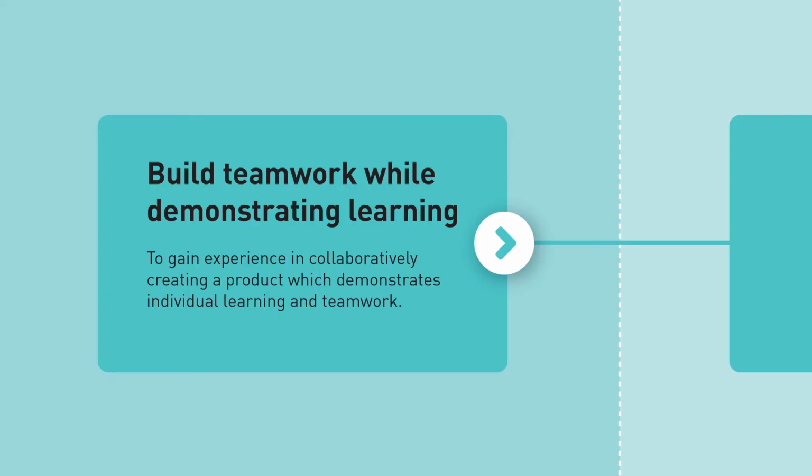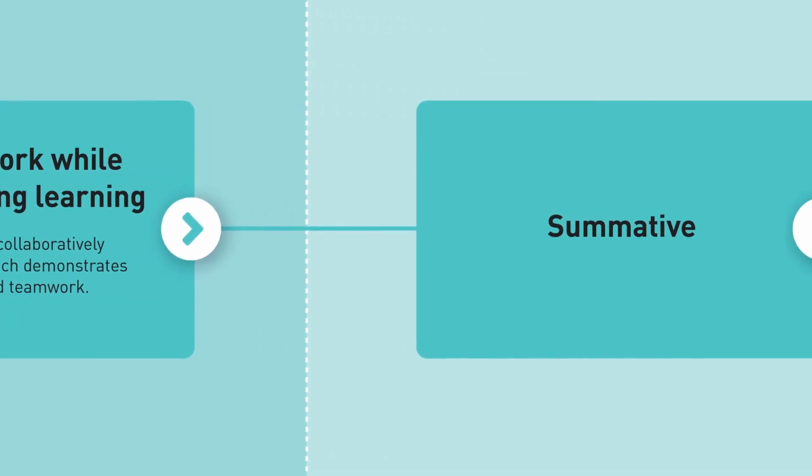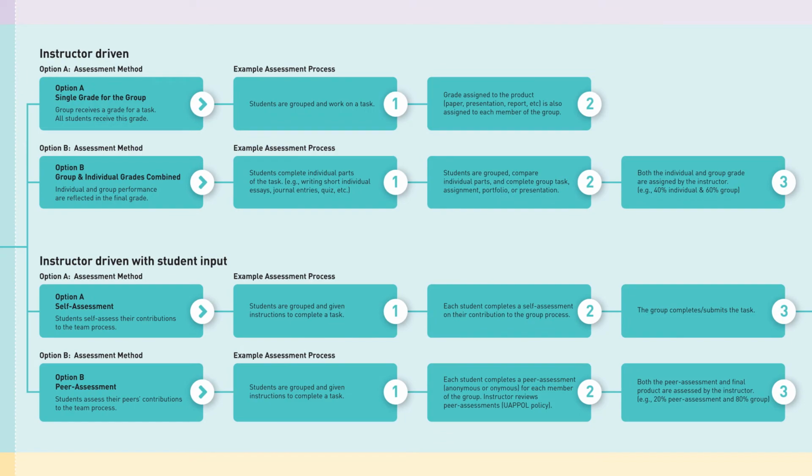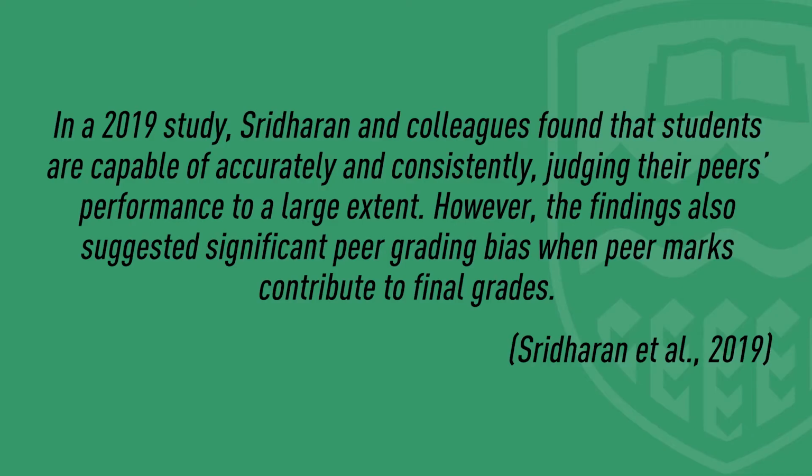Once we know what the point of the group assessment is, and whether it is formative or summative, we should then decide who has input on this assessment. In a 2019 study, Sridharan and colleagues found that students are capable of accurately and consistently judging their peers' performance to a large extent. However, the findings also suggested significant peer grading bias when peer marks contribute to final grades.